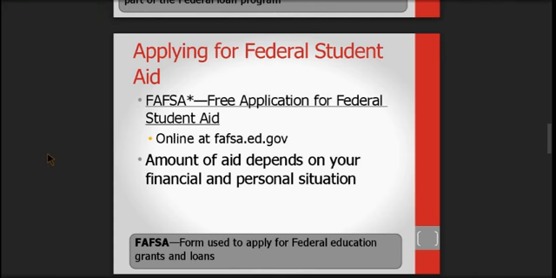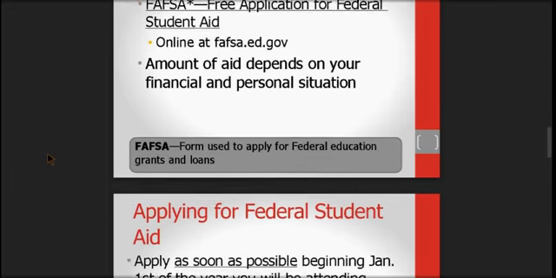You're all going to fill out the FAFSA, or the Free Application for Federal Student Aid. I'll show you the website in class. This is going to determine how much you and your family are expected to contribute to college and university. The amount of aid that you are going to receive depends on your financial and personal situation, looking at how much your parents make and other factors as well that come into play. So you're all going to fill out the FAFSA, which tells us how much you and your family are expected to contribute.